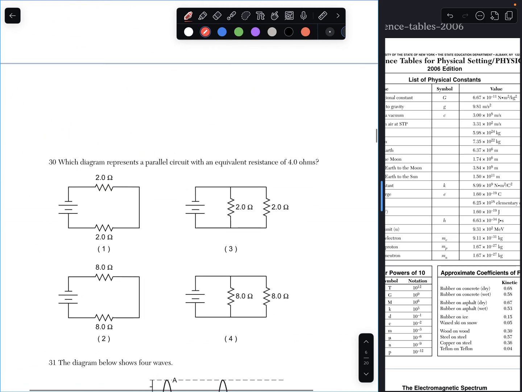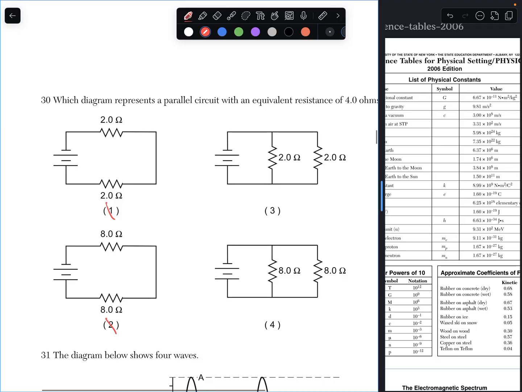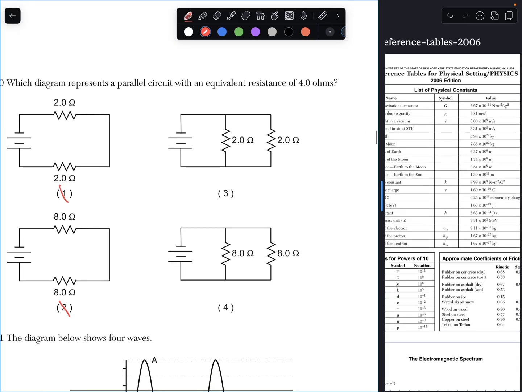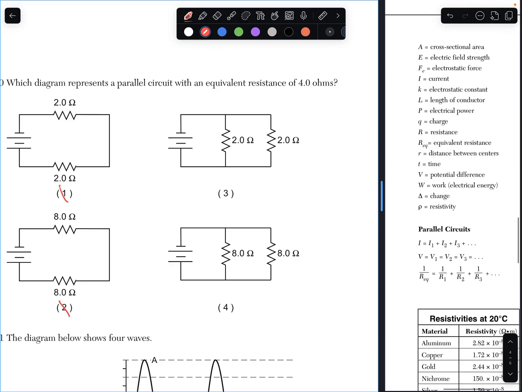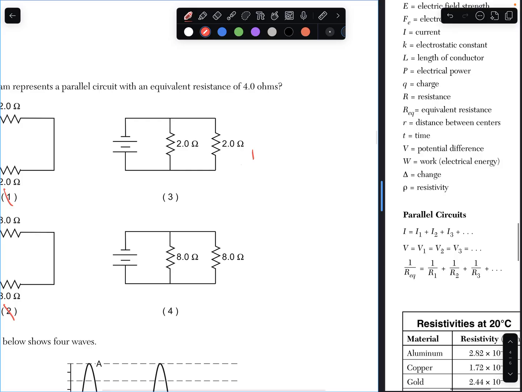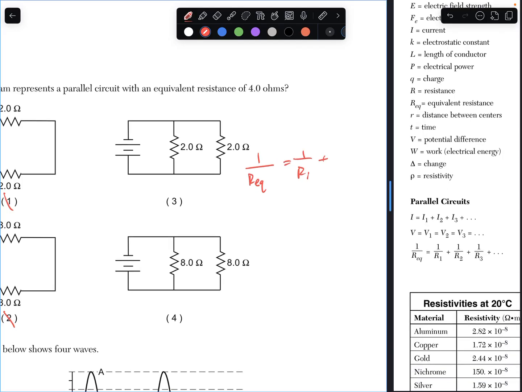Okay, which diagram represents a parallel circuit with an equivalent resistance of 4 ohms? We can eliminate 1 and 2 because these are in series. So for parallel, in a parallel circuit, we have 1 over Req equal to 1 over R1 plus 1 over R2.